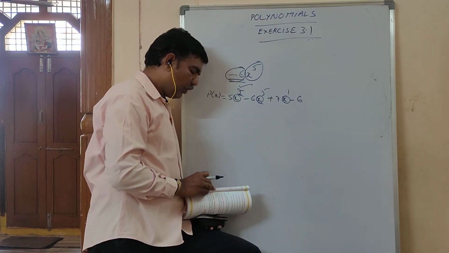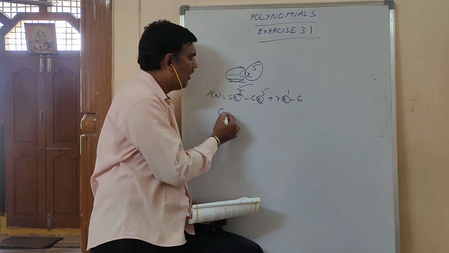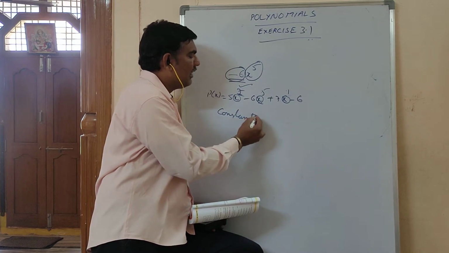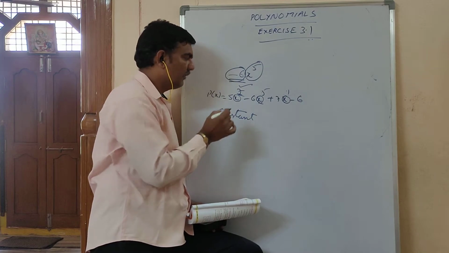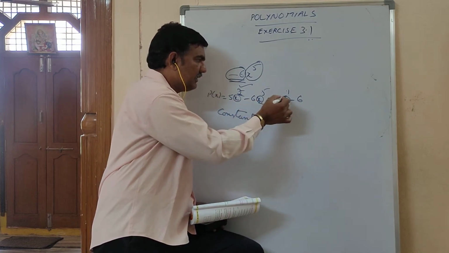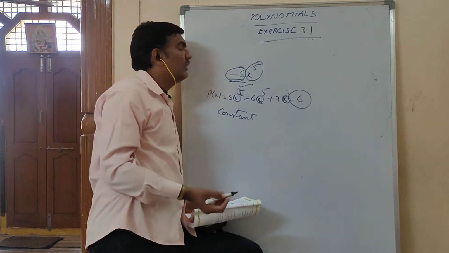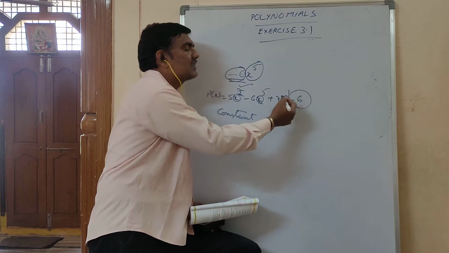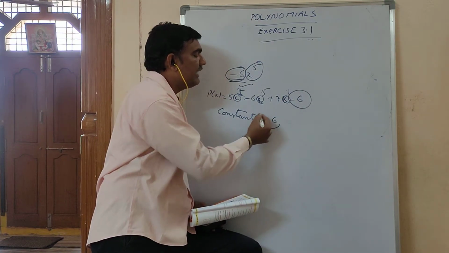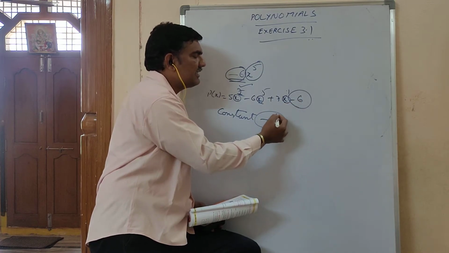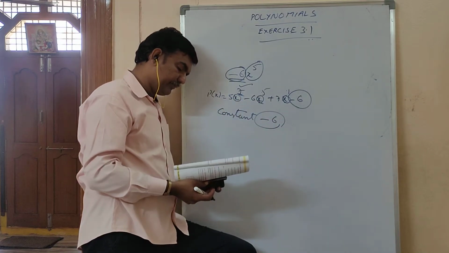Next, what is the constant term? Constant means where you are not seeing x. Here you are seeing x, here you are seeing x. In this, are you seeing x here? No. Therefore, this is called the constant term. So, what is the constant term here? Minus 6. If you write only 6, it is wrong. Whatever term he is asking, you should write it with the symbol.